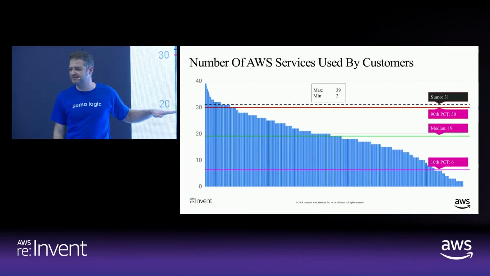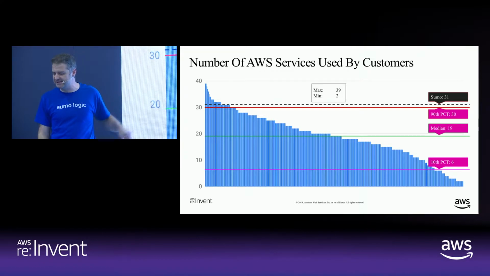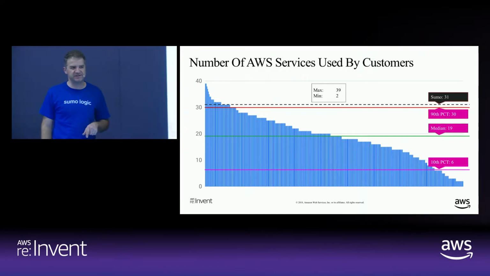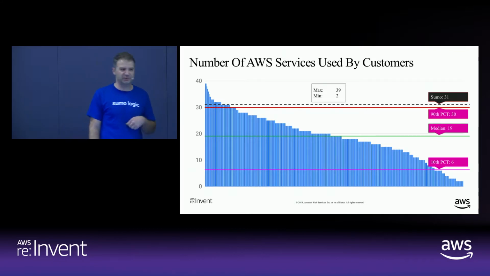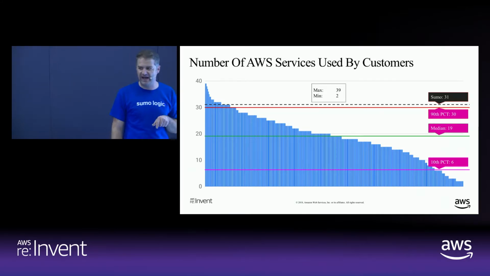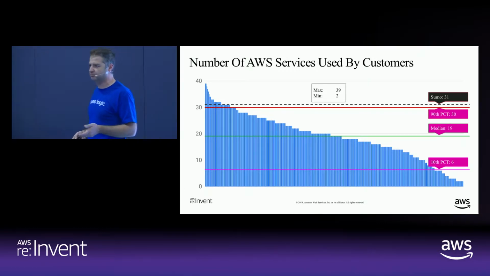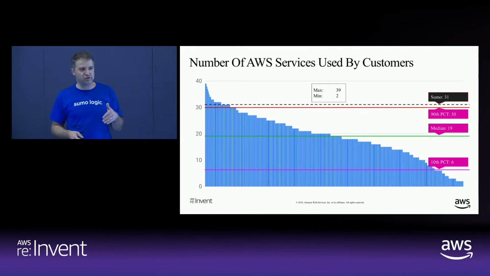A median enterprise uses 19 AWS services in production. The 90th percentile use fewer than 30, so you guys might be an anomaly in here. And we, Sumo Logic, have been in AWS for 8.5 years. We only run in AWS. We're pretty mature users of it. We actually use 31. But the median number for customers is not more than 20, which is interesting.